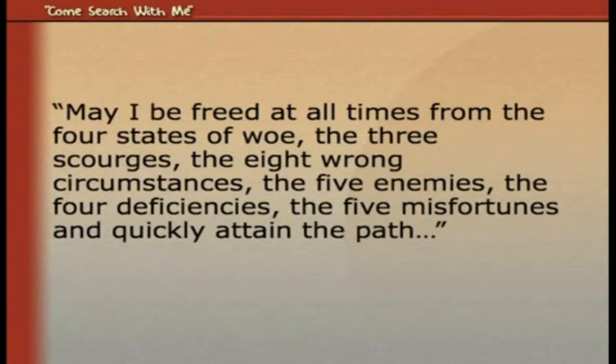They were supposed to say a prayer, and this is a common prayer, and say all of it. And here's how it goes. May I be freed at all times from the 4 states of woe, the 3 scourges, the 8 wrong circumstances, the 5 enemies, the 4 deficiencies, the 5 misfortunes, and quickly attain the path. Now you can see immediately how detailed they want to be. And you just can't say 4 states of woe. You have to state the states of woe and the rest.